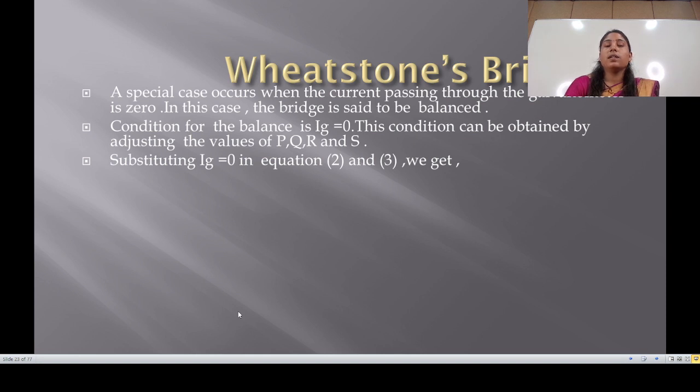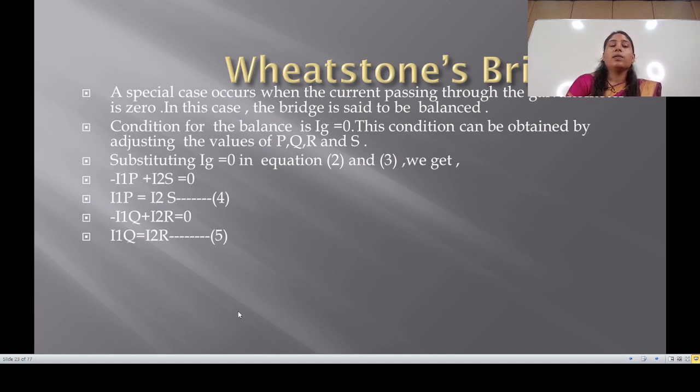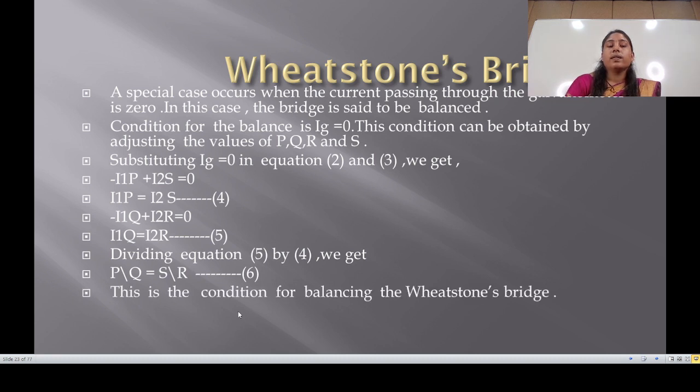Substituting Ig equal to 0 in equations 2 and 3, we get minus I1P plus I2S is equal to 0, so I1P is equal to I2S, equation number 4. Minus I1Q plus I2R is equal to 0, so I1Q is equal to I2R, equation number 5. Dividing equation 5 by 4, we get P by Q is equal to S by R. This is the condition for balancing the Wheatstone bridge.